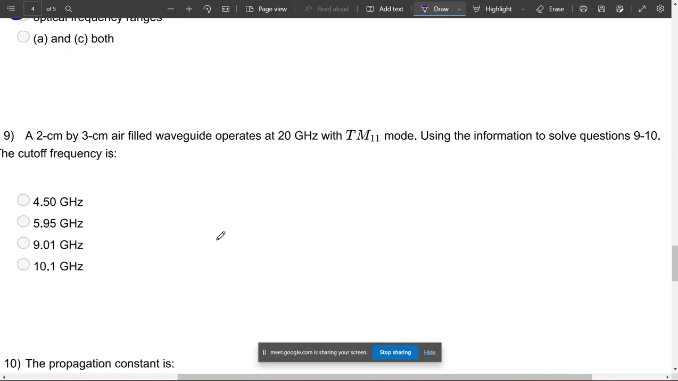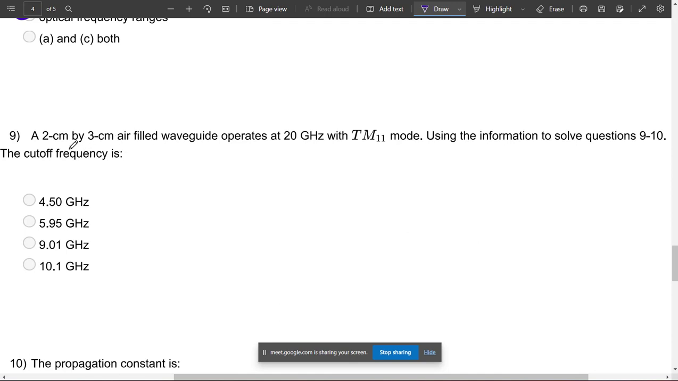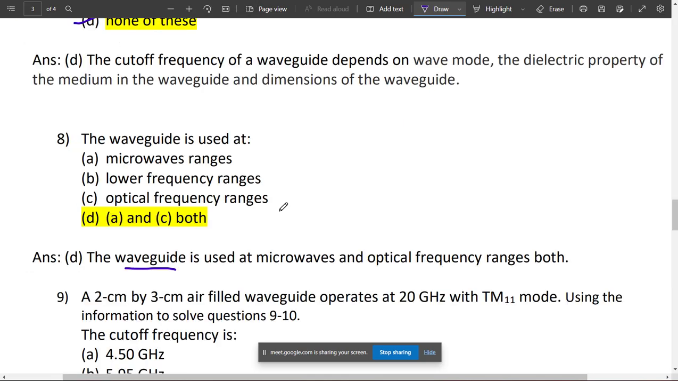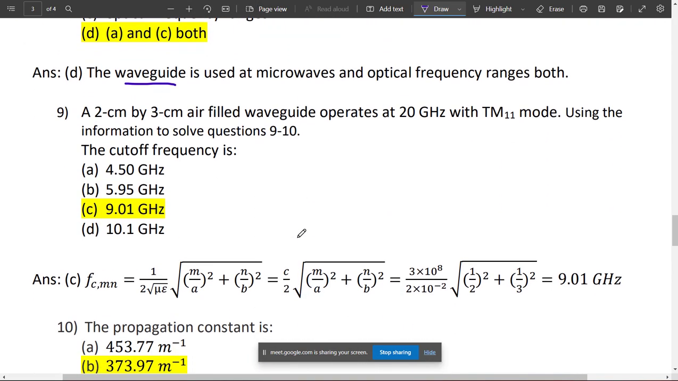Question number 9 here is: a 2 centimeter by 3 centimeter air-filled waveguide operates at 20 gigahertz with TM11. Here TM11 is given, so m is equal to 1 and n is equal to 1. Using the information to solve questions 9 and 10, the cutoff frequency is asked. The 2 centimeter by 3 centimeter air-filled waveguide is also given to us. So how are we going to solve this question?